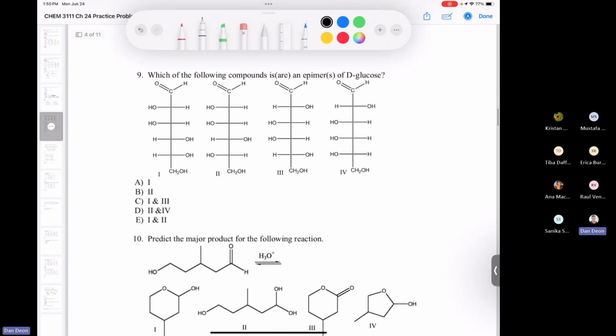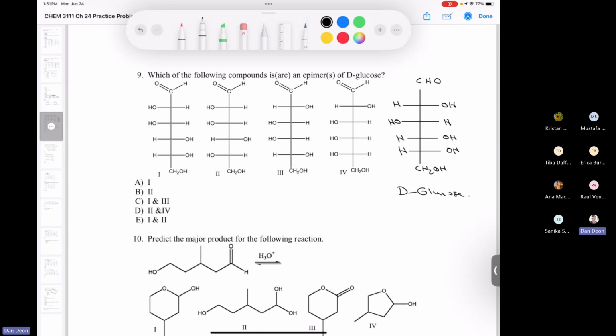All right, let's move on from there. Next one: which of the following compounds are epimers of D-glucose? First, we could draw the structure of D-glucose quickly. Let me see if I can get it to align here a little bit. Okay, so CH2OH, and it says in the textbook that you should have the structure of D-glucose at your fingertips. So there we go. All right, so this is D-glucose. Let me just finish it up here.